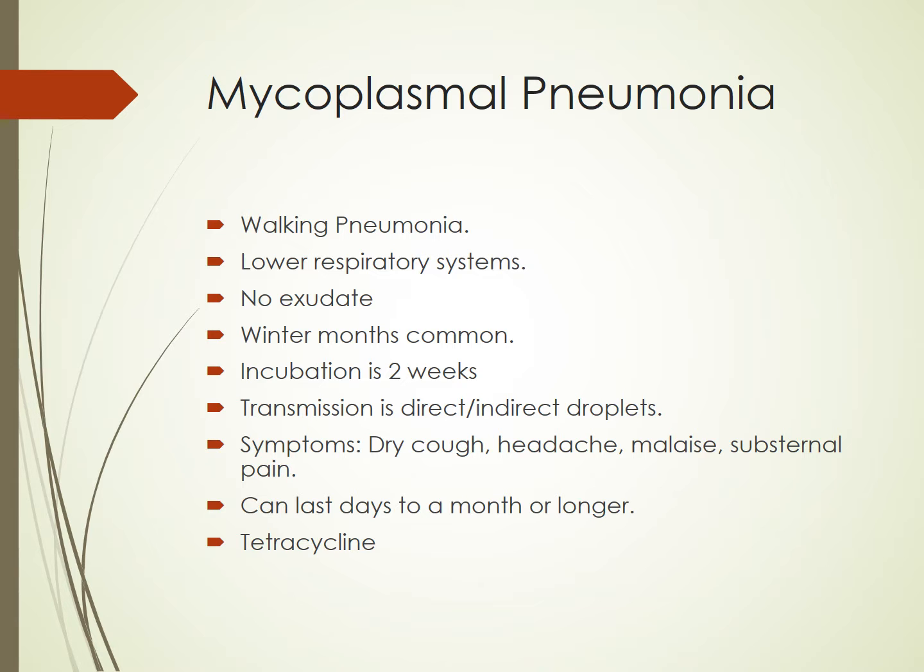Symptoms are a dry cough, a headache, malaise, and substernal pain. So the individual will have pain underneath the sternum. It can last for days to a month or even longer. It's a very long, drawn-out infection, and generally the antibiotic of choice is going to be tetracycline or any of its derivatives.